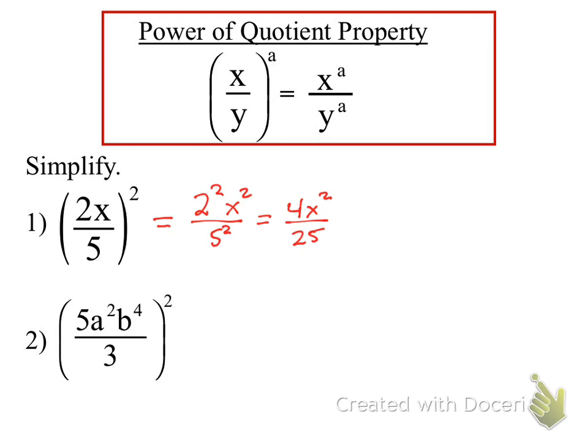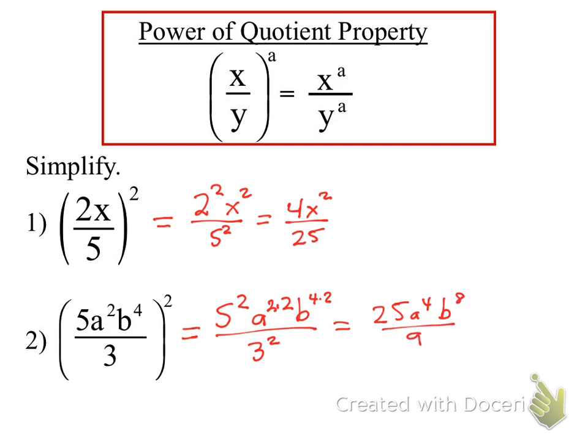You want to pause the recording and try number 2. Go. All right, so who haven't I called on? Mike? So I did 5 squared, 5 squared, and then 2 times 2 for a, and 4 times 2 is 8 for b, and 3 squared. Good, and it simplifies to 25a to the 4th power, b to the 8th power over 9. Over 9, good. Okay, questions?